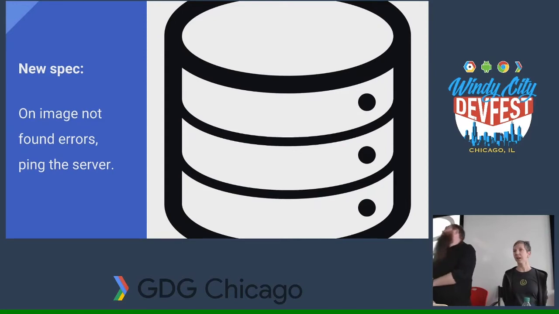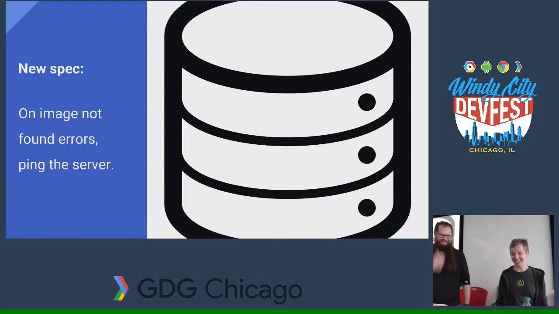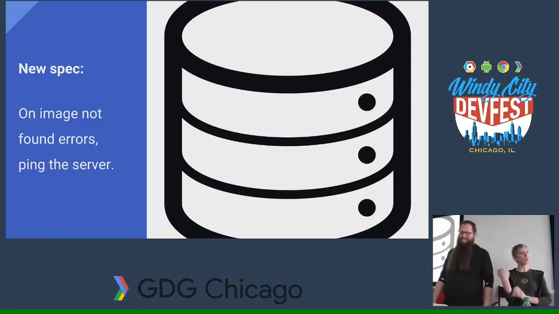I quit. I found a job that's going to pay me more. So Pearl's gone. We're going to hire a new developer. This is Ruby. Hi. I'm Ruby, and I can solve this problem.